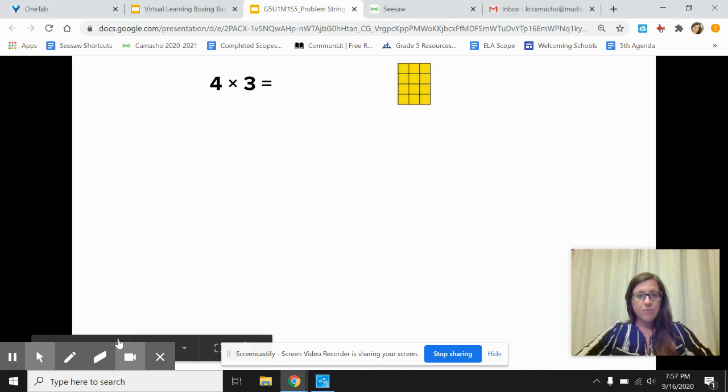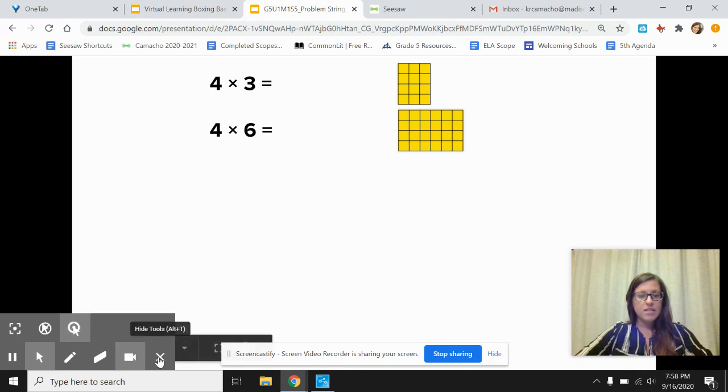And we know that we can represent multiplication using an array. And I know just from my facts that 4 times 3 is 12. Then I move to a problem, 4 times 6. And again, I know I can represent that in this array.